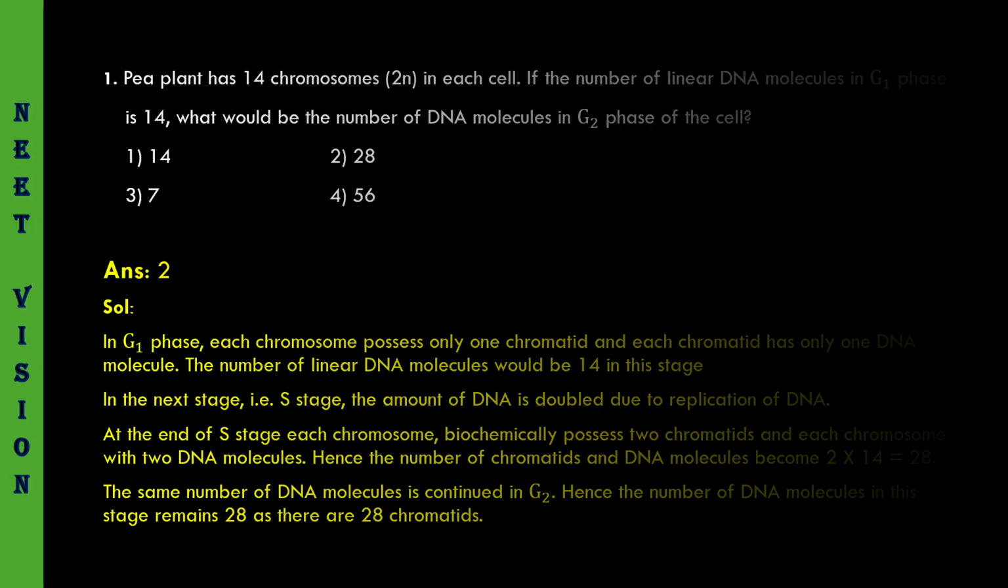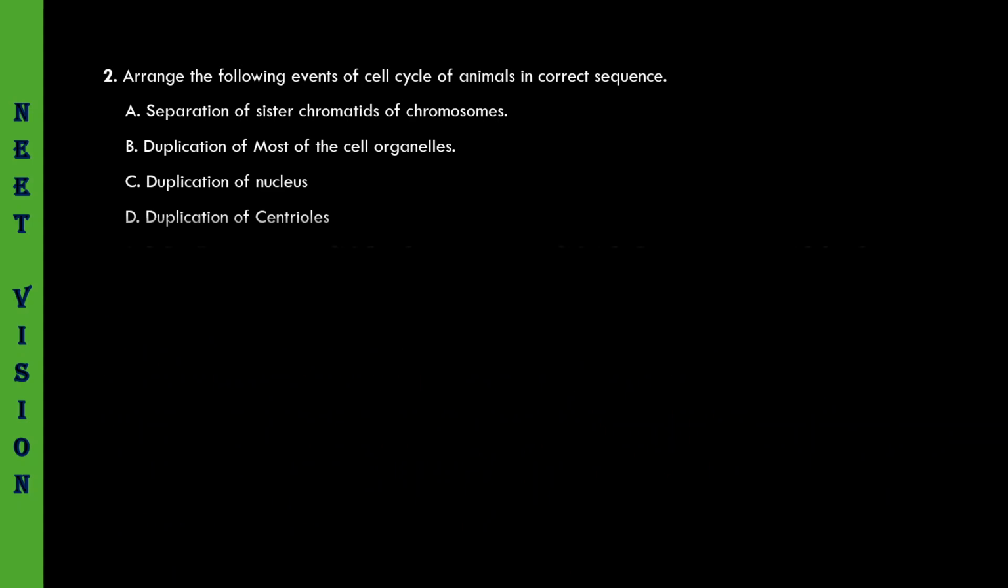Coming to the next question. Arrange the following events of cell cycle of animals in correct sequence. Separation of sister chromatids of chromosome. So this separation is done in anaphase. Duplication of most of the cell organelles, that is in G1 stage. Duplication of nucleus. It happens in telophase. Daughter nuclei are formed in telophase. Duplication of centrioles. This takes place in S stage of interphase.